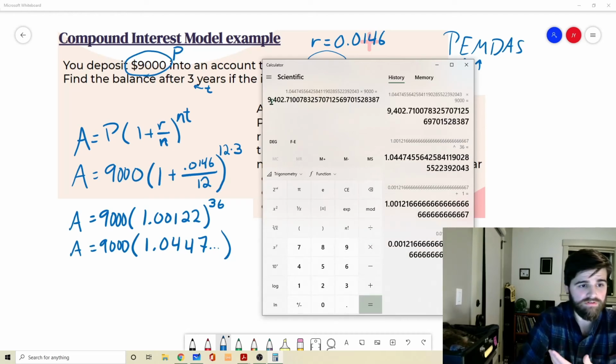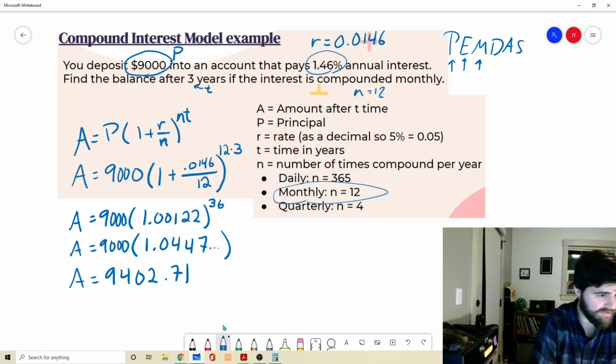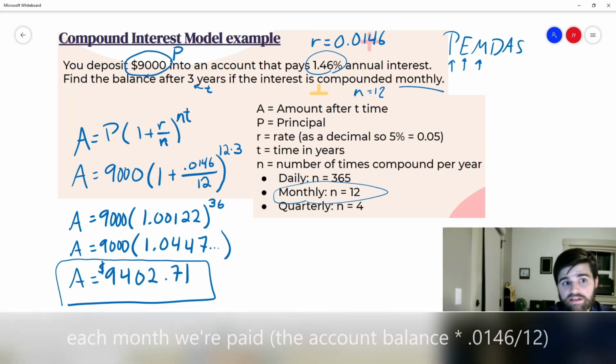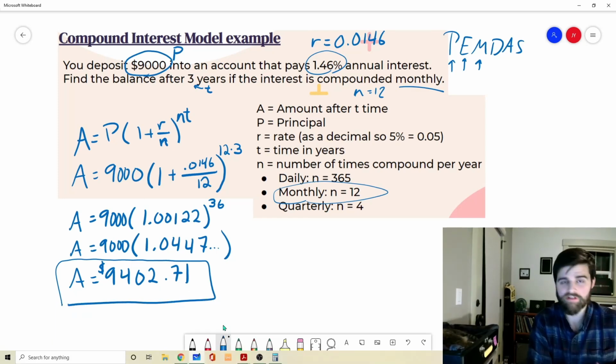And there's our answer. So the final amount after 3 years, $9,402.71. Okay, cool. I'm going to throw a dollar sign on this, and we are finished. So we put $9,000 into the bank. The bank was offering us 1.46% annual interest, compounded every month. So every month we got paid that interest amount. And then after 3 years, we've basically got our $9,000 initial dollars plus $403 of interest.